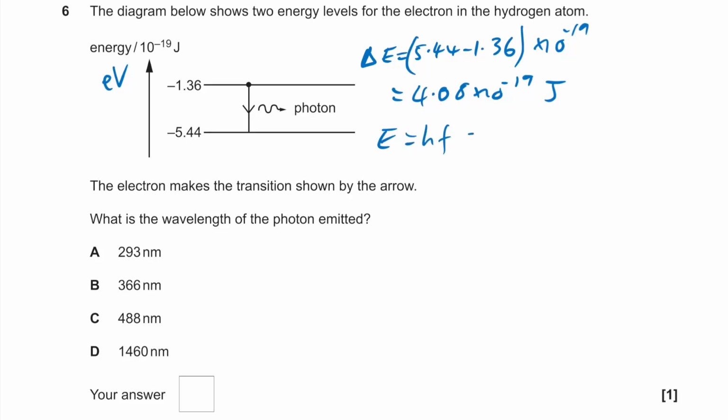We know energy of photon is equal to HF, or in our case, hc over lambda, because we're looking for the wavelength.